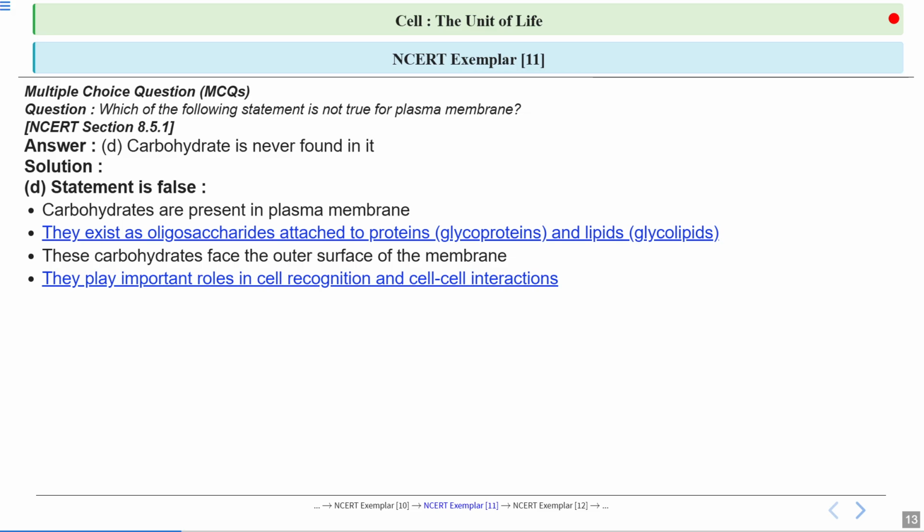Now you can understand our immunity is dependent upon this. Yes, because any bacteria coming inside our body cells, how does it get recognized, right? There must be cell-to-cell interaction, and which part is taking part in recognizing? This glycoprotein or glycolipids, right? So this is very, very important, and this carbohydrate is a part of the plasma membrane, a part of lipid and proteins, right? So all other statements A, B, C are correct features of the plasma membrane.